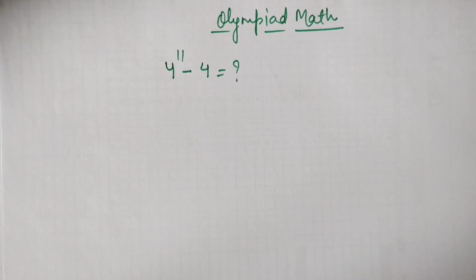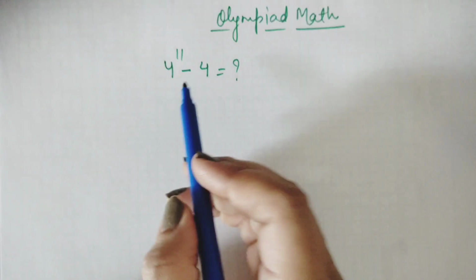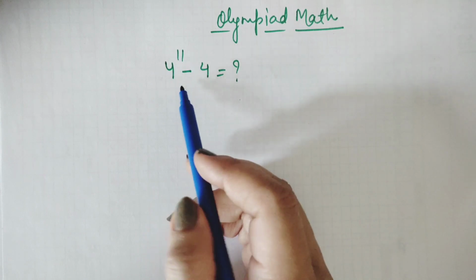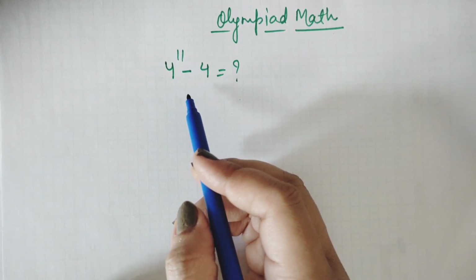Today we are going to do another Olympiad question: 4 raised to the power 11 minus 4. We need to find the value of 4 raised to the power 11 minus 4. So how to do this question?